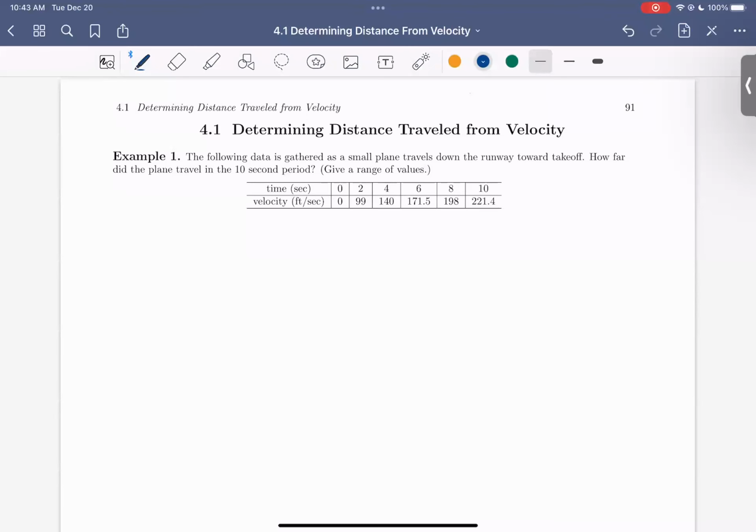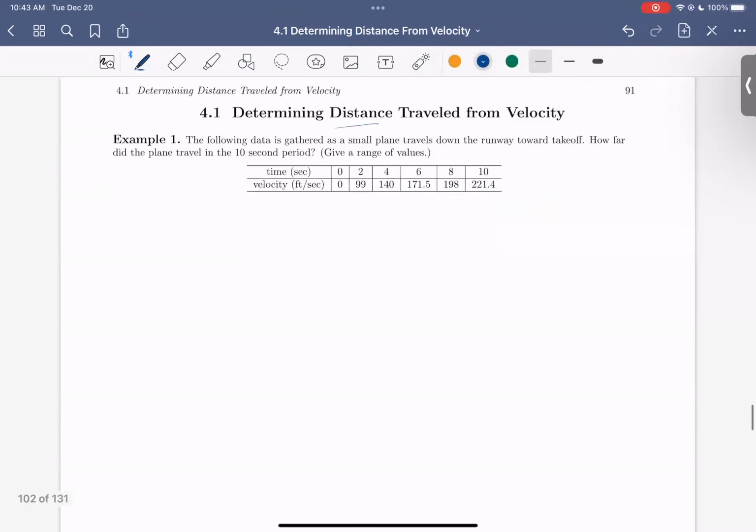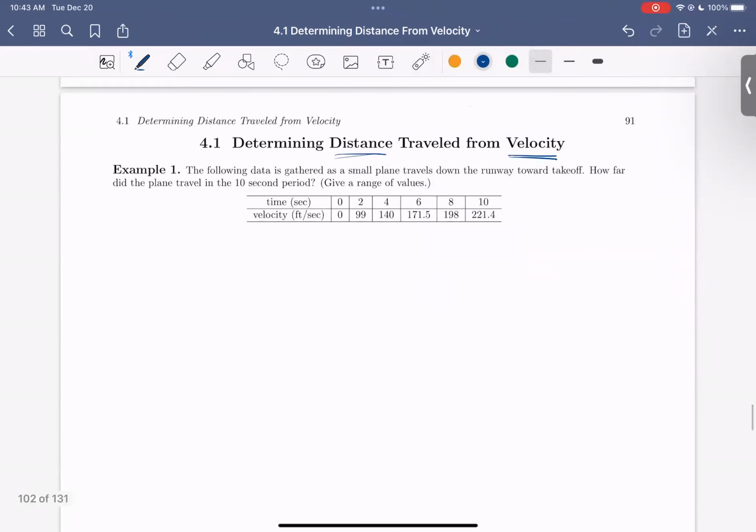Hello, everyone. In this video, we're going to look at example 1 in section 4.1 on determining distance traveled from velocity. So in this section, we get started with understanding the relationship between distance and velocity. In a more general sense, that's a relationship between an accumulated quantity, or an amount, and the rate of change of that amount.